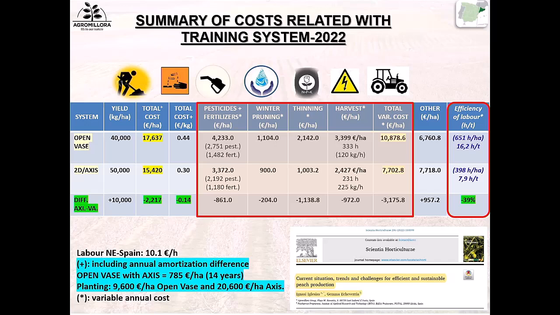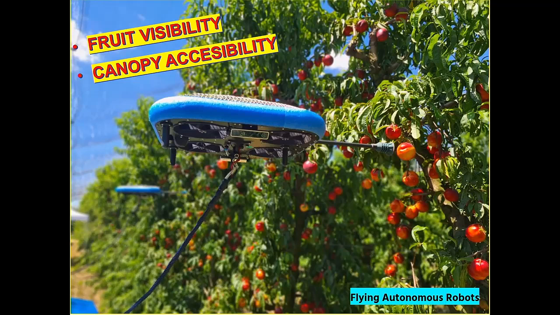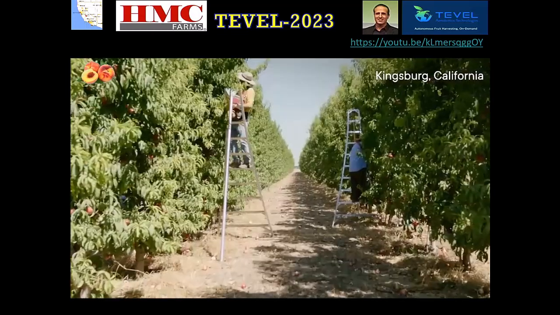And it's important to know this, that is also very important. You see how many hours we need per hectare in open vase, 651, and in the central axis. So we reduce the labor by 40%. That is very important. So, of course, this opened the window to robotics in the future. We did the first trials in California, in HC Farms, for robotic harvest. This is HC Farms.